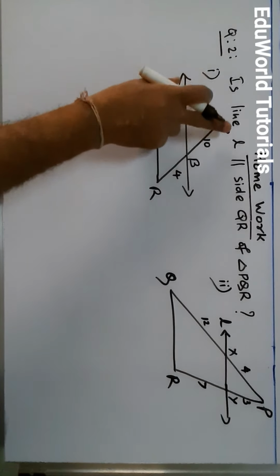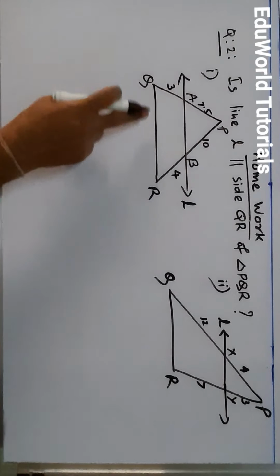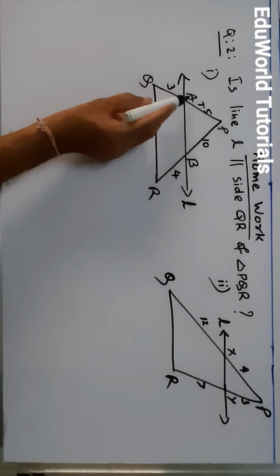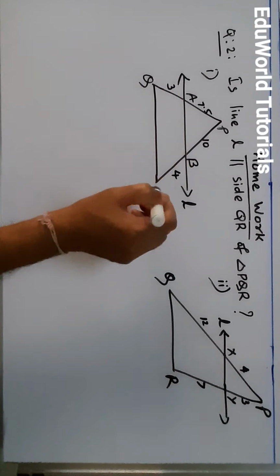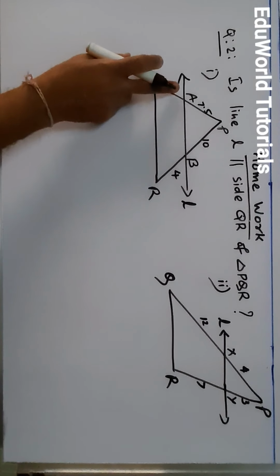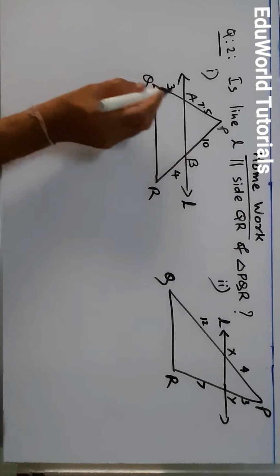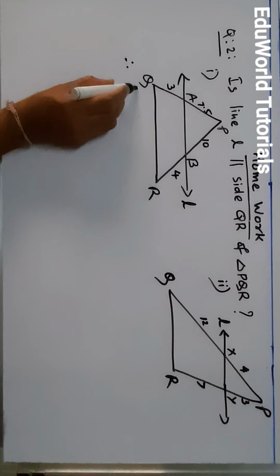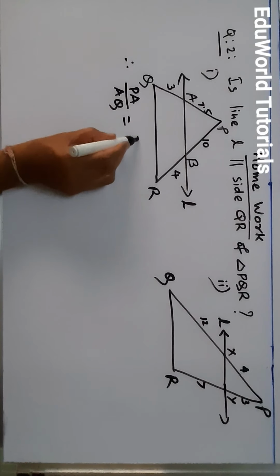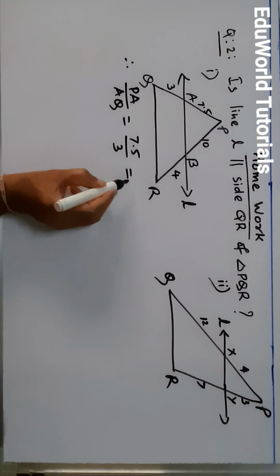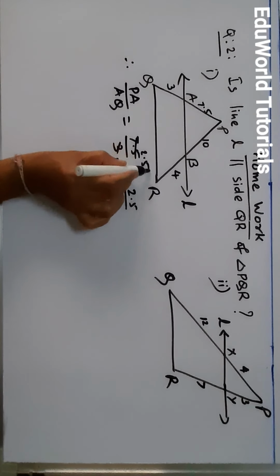In each sum it is asked whether line L is parallel to side QR of triangle PQR. This is line L, triangle PQR. Line L intersects side PQ at A and PR at B, and the lengths of PA, AQ, PB, BR are given. How to find out whether line L is parallel to side QR or not? For this we use the converse of the basic proportionality theorem. So how to do it? First we will find the ratio PA to segment AQ, that is equal to 7.5 upon 3. That will give you 2.5 upon 1. 3 ones are 3, 3 twos are 6, 3 fives are 15, but it is 7.5.